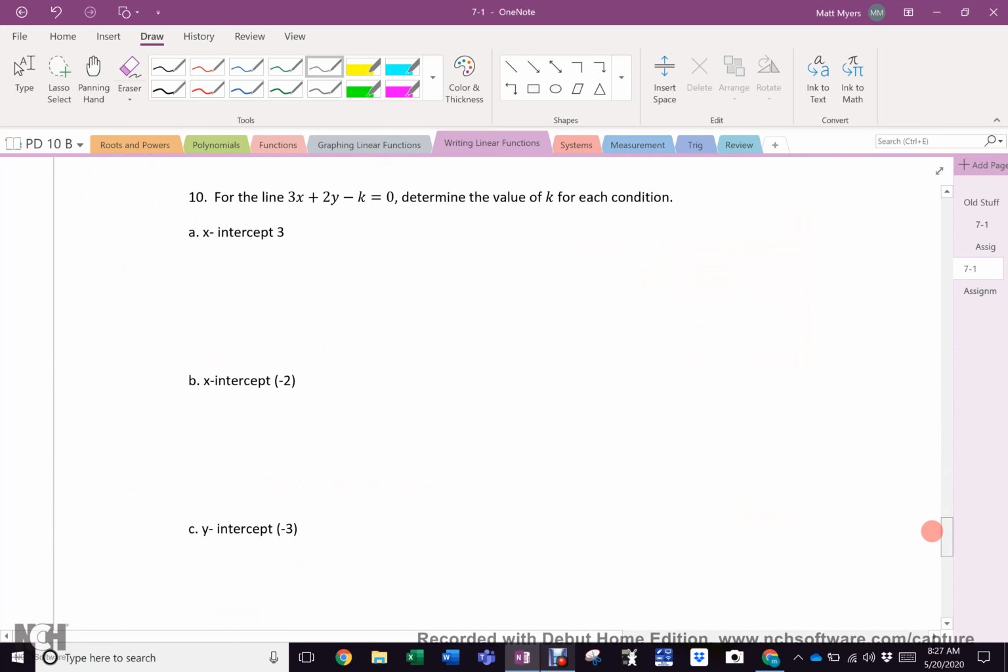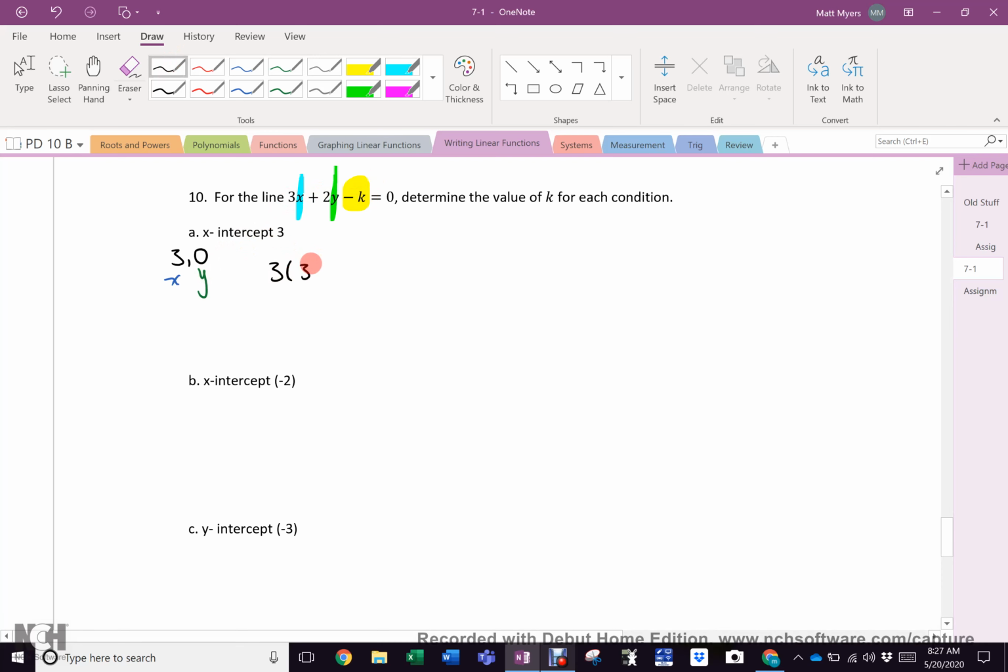And the last page, I need to find k. What do I see right there? An x. What do I see right there? A y. So all I do is fill it in. An x-intercept of 3. 3, 0. That's an x. That's a y. I use blue and green, so I just fill it in.